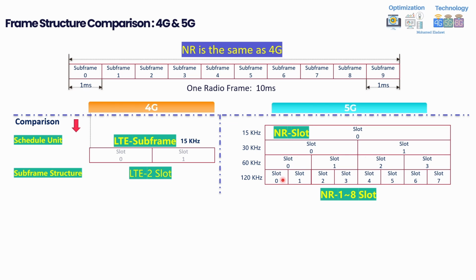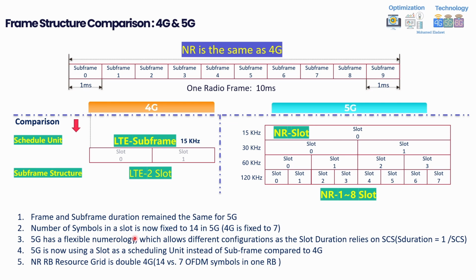However, this can be associated with other drawbacks, for example reducing the coverage and increasing the interference, because the more you increase this, the more your guard band will be reduced. So to summarize, the first point here is that the frame and subframe duration remain the same for 5G, no differences.